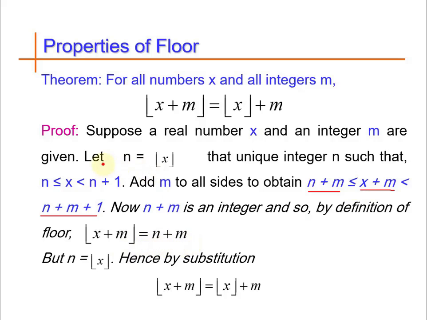But we have supposed that n is equal to the floor of x. So now we are replacing back that number, and we get floor of x plus m is equal to floor of x plus m, and hence the proof. So this is a simple proof.